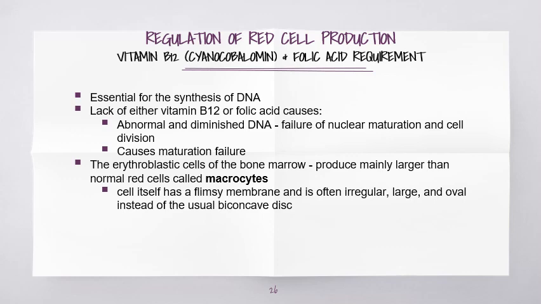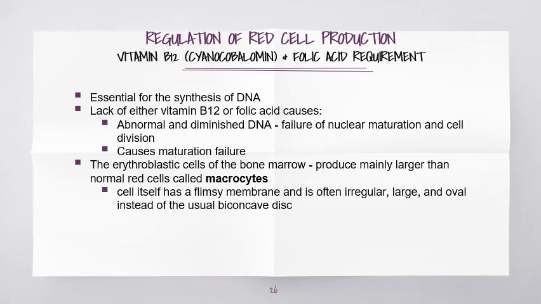So, as you can imagine, the nucleus will be immature. The nucleus will be large and immature while your cytoplasm will become mature. So now there is imbalance. That's what we call nuclear cytoplasmic asynchrony, okay? So the nucleus is large and immature while your cytoplasm is actually mature.